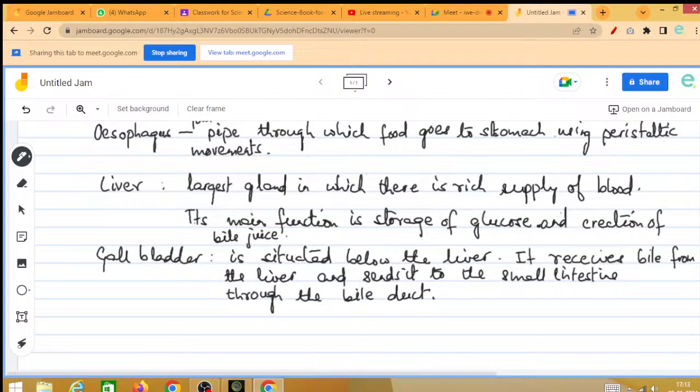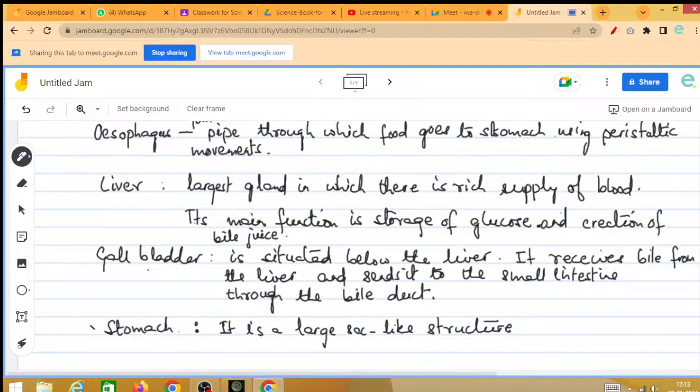Which is fine. First tell me, what is the function of the stomach? First the food has come to the stomach. The liver and gallbladder will come only after that. So now tell me, what is the function? Miss, the stomach is a large sac-like part of the alimentary canal.